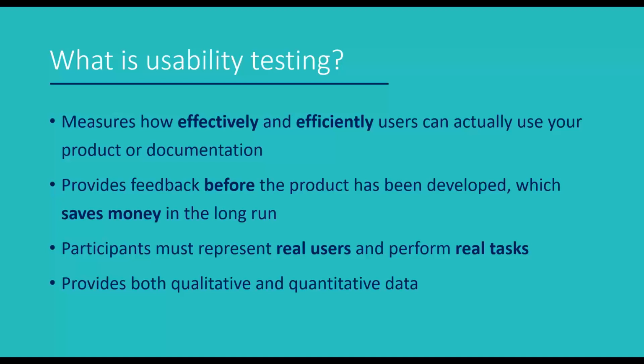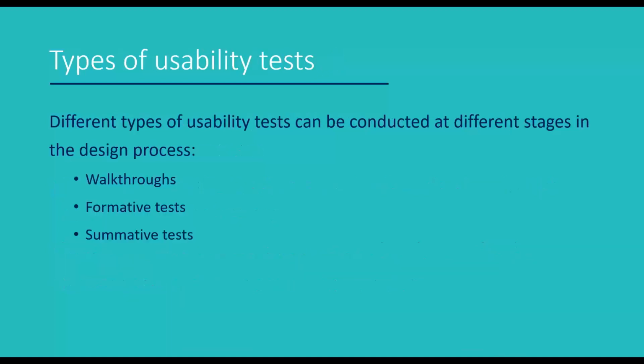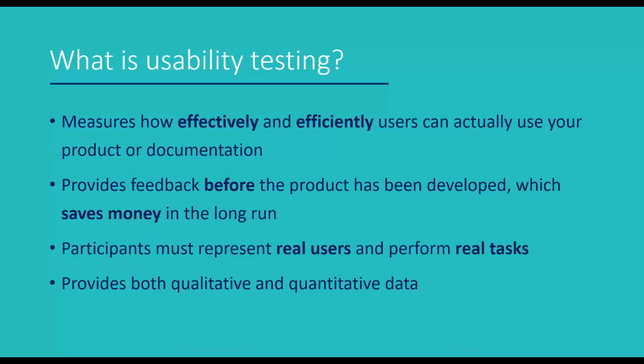However, in order to do it effectively, you need to make sure that the participants represent real users and perform real tasks. So this goes back to, you need to make sure you're doing your user research, know who your users actually are and what they actually need to do. Because if you're going to the time and effort and expense of conducting a usability test, you don't want to find out later that the tasks that you tested aren't things that your participants actually want to do with your product.